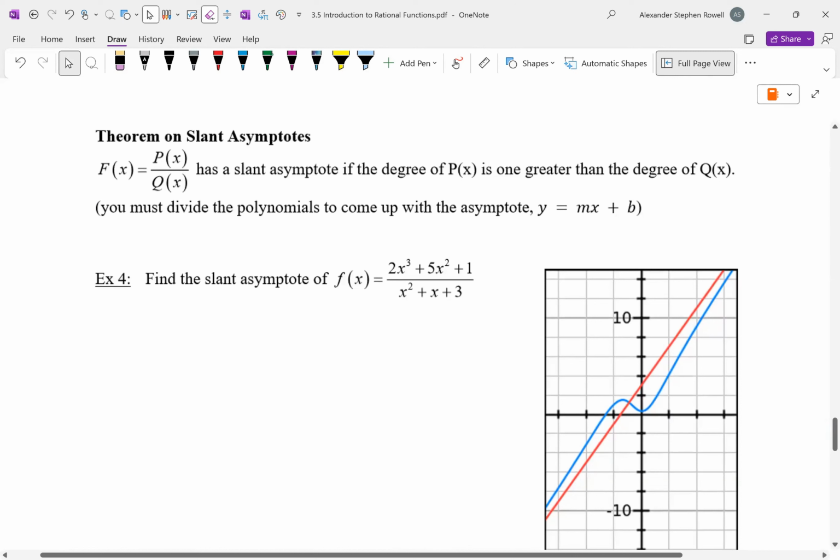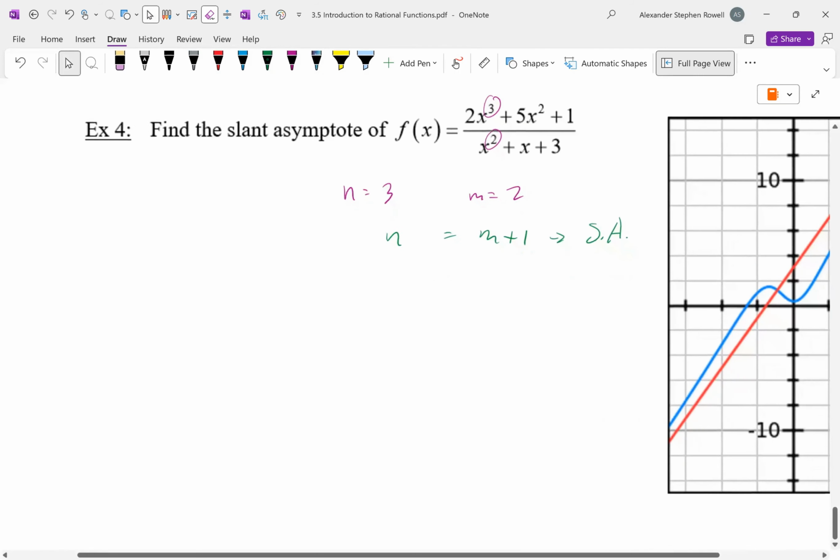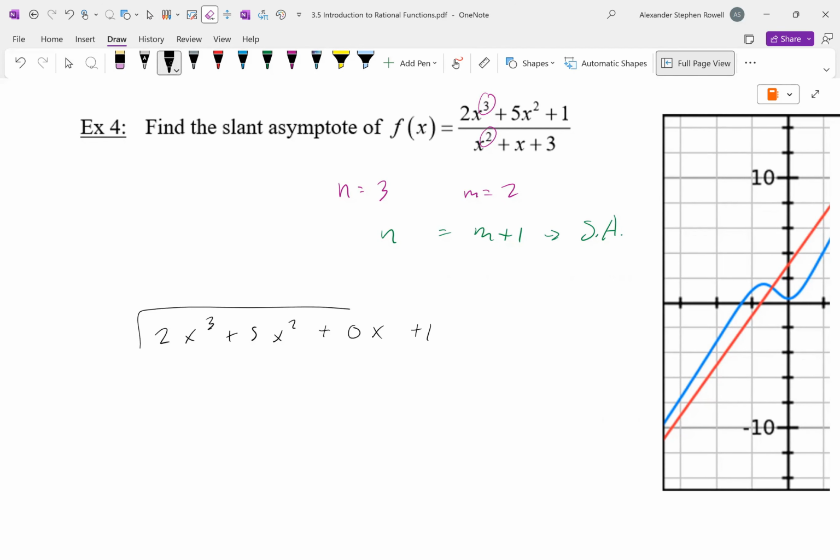Example 4. What gives it away that this is a slant asymptote? 3 is 1 larger than 2. So we'd say n equals 3, m equals 2, and so n equals m plus 1 is a slant. I put SA, slant asymptote. Okay, how do I find the equation of that? We do long division, like the last one.